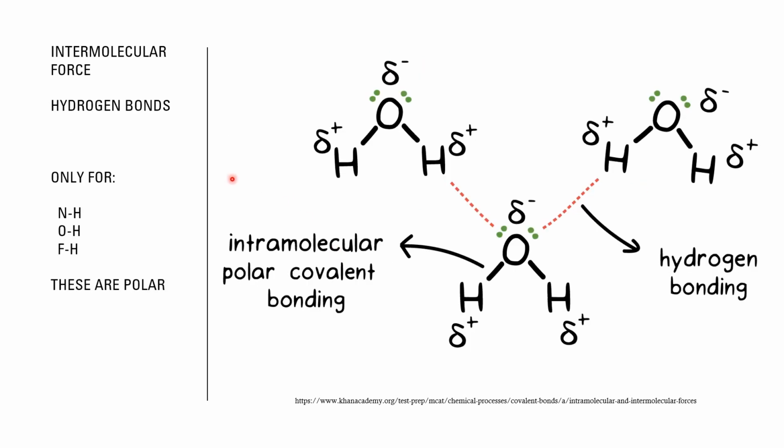Now, there are also these things called hydrogen bonds. They only exist for nitrogen-hydrogen, oxygen-hydrogen, and fluorine-hydrogen. So our most electronegative atoms and hydrogen.